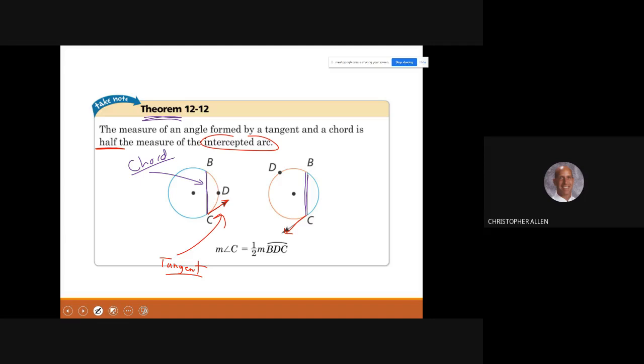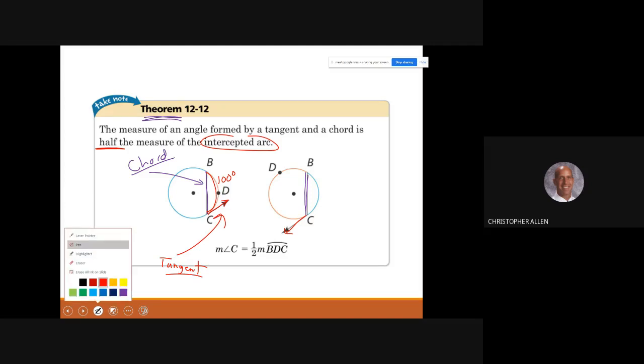So in other words, what I'm trying to tell you is, let's say that this arc right here is 100 degrees. If that arc right there is 100 degrees, what is the measure of angle C down there? That arc is 100. What does angle C have to be? It has to be 50.